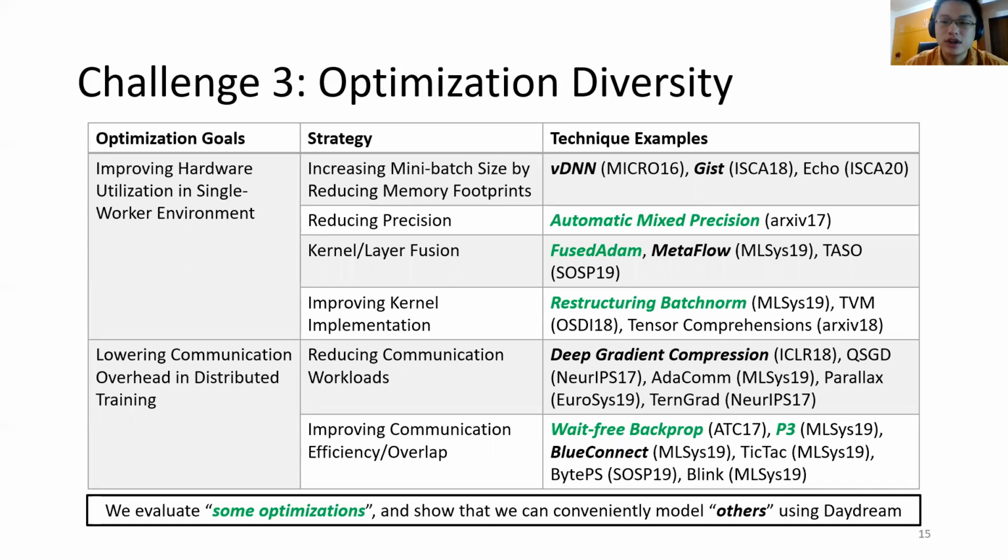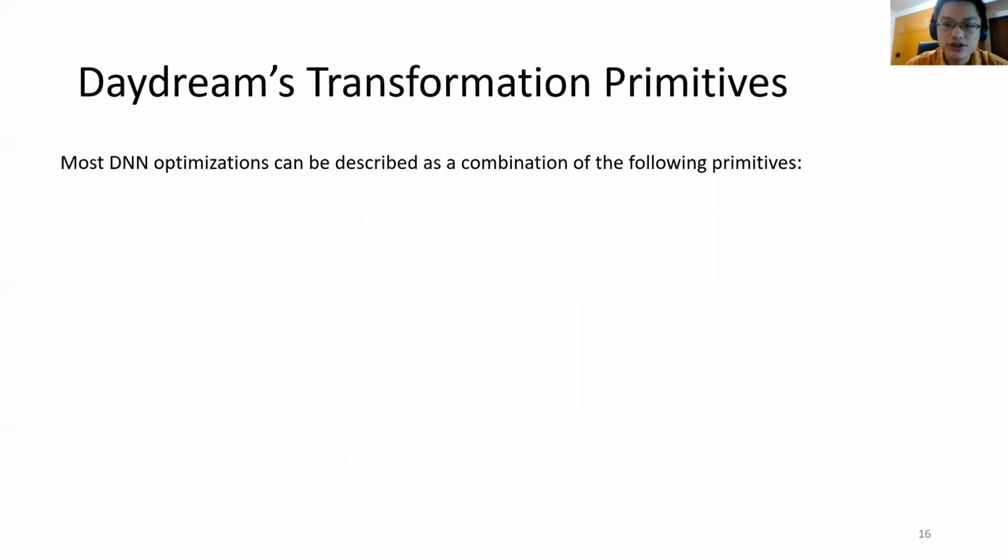In our paper, we show that using Daydream, we can easily model the ones that are highlighted in bold italic and accurately estimate the efficacy of the optimizations shown in green. To address the challenge of DNN optimization diversity, we propose a set of simple transformation primitives. Based on our previous design, we found that most DNN optimizations can be described as a combination of very simple graph transformation primitives.